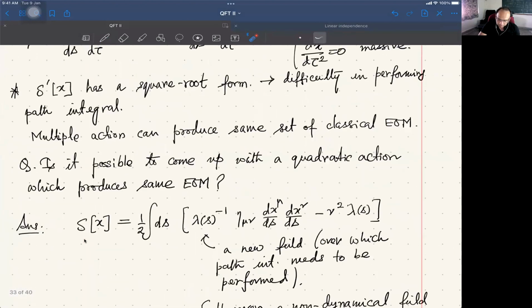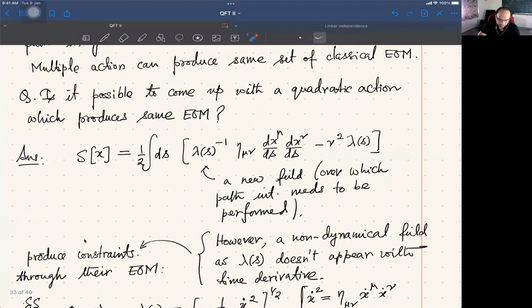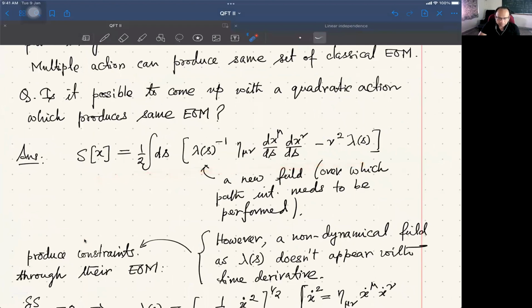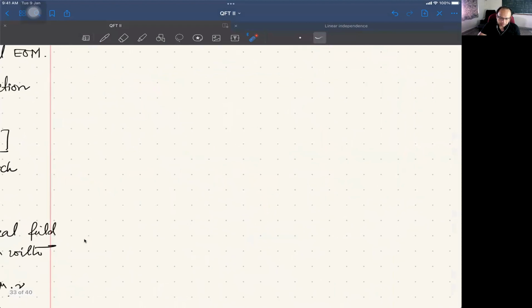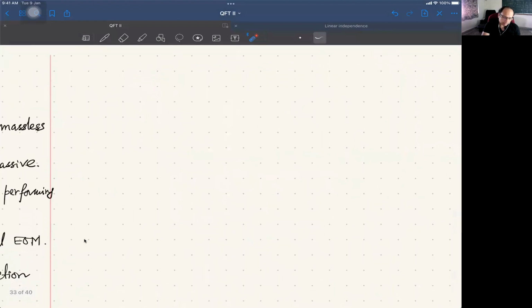So when I replace this by the quadratic action, I better maintain the same S reparametrization invariance for the action, and that would require lambda of S to transform under S reparametrization in a particular manner. Okay, so let me discuss this elaborately, for both S prime and S, the S reparametrization.